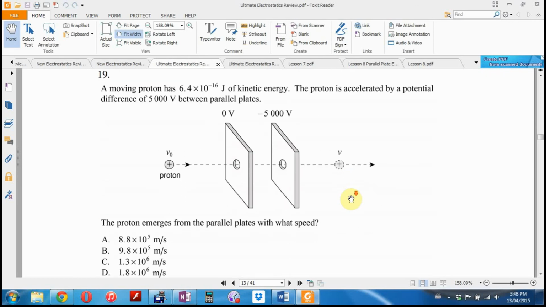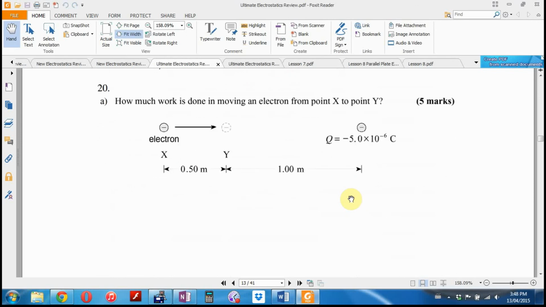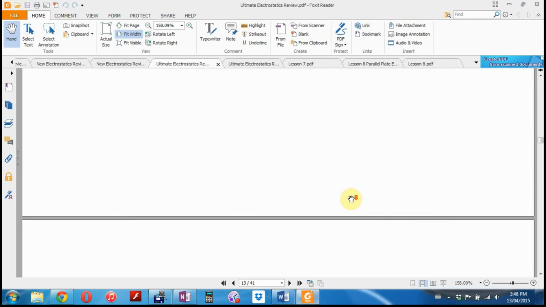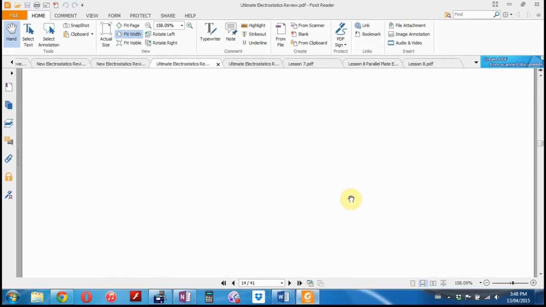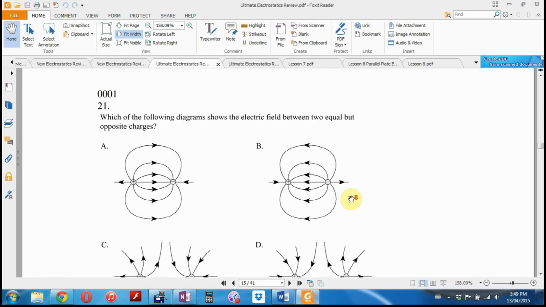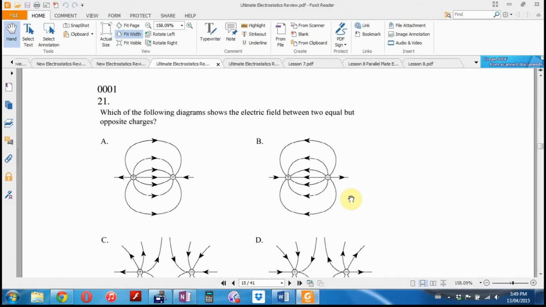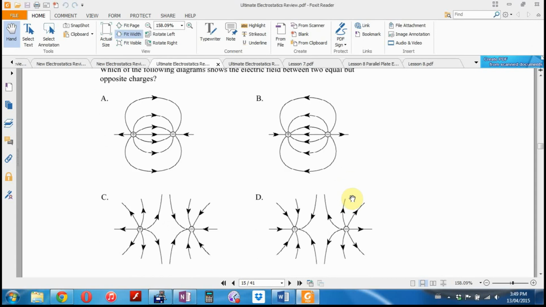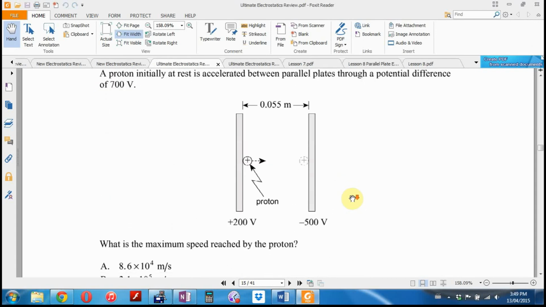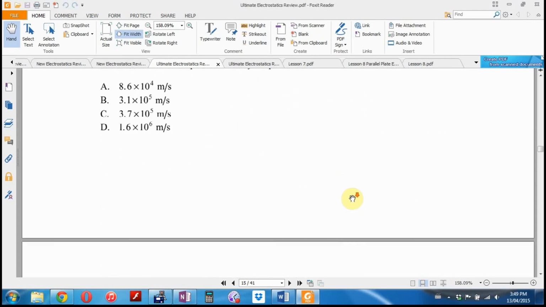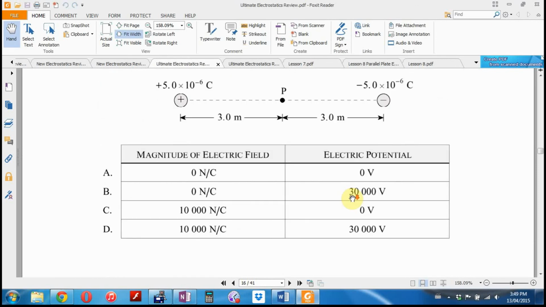I like number 19. I like number 20. There is going to be, on the multiple choice, something like number 21 where I give you some kind of an electric field picture. And I say, either tell me which one's positive, which one's negative, or something like that. I like 22. I like 23.